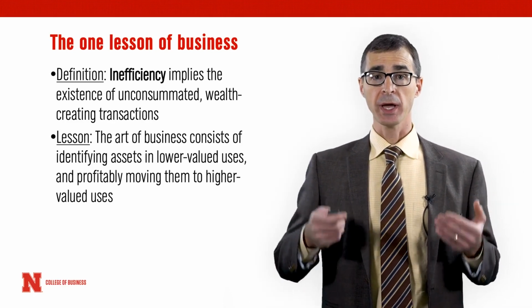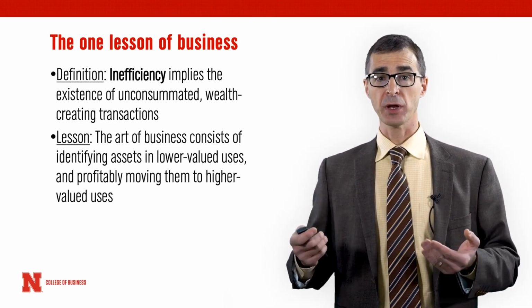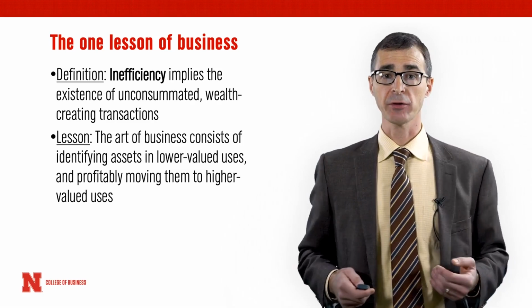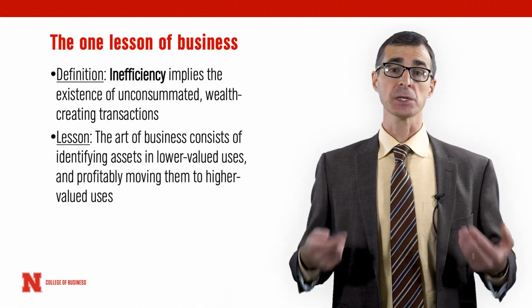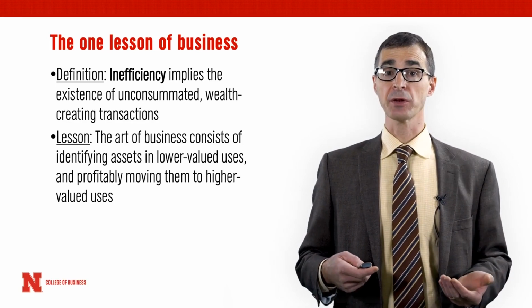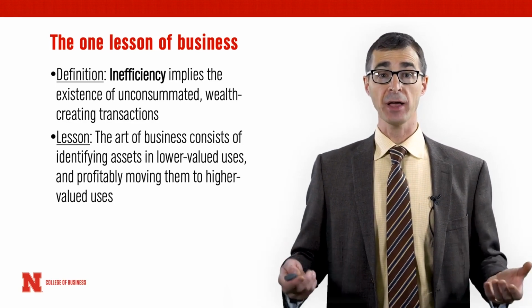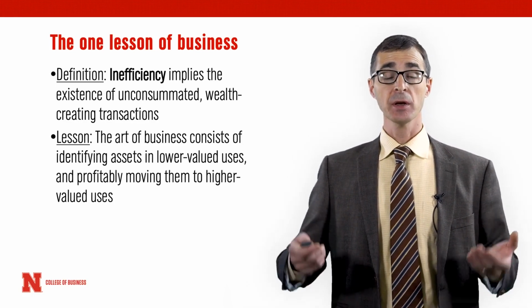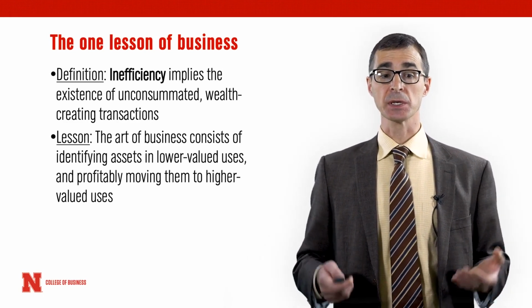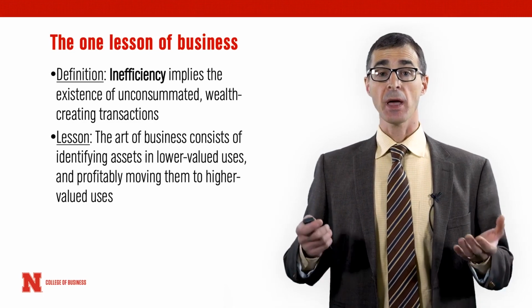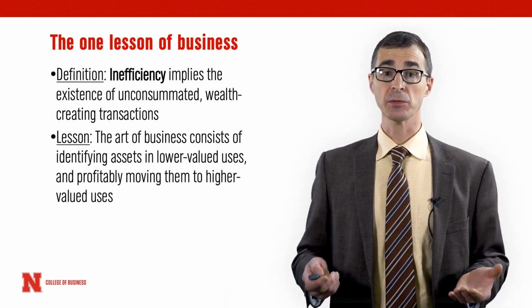Again, the one idea here is that wealth is created when assets are moved from lower to higher valued uses. Inefficiency then means that there are some unconsummated wealth creating transactions, meaning there are some assets employed somewhere in the economy that are not in their highest value use. And the art of business consists in identifying these assets and then devising profitable ways to move them from lower to higher valued uses.